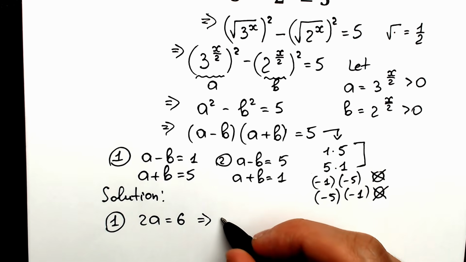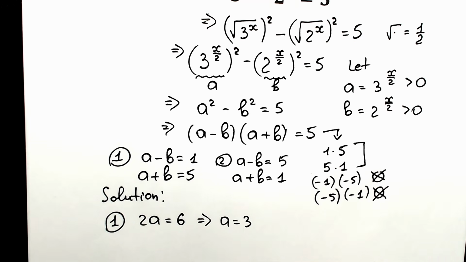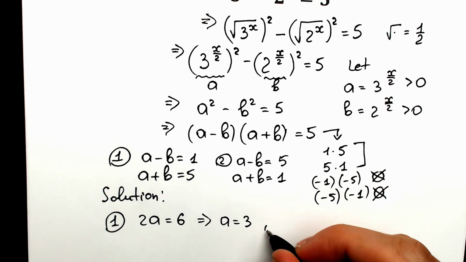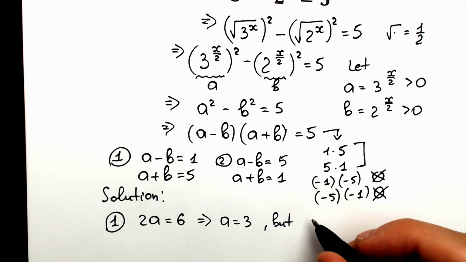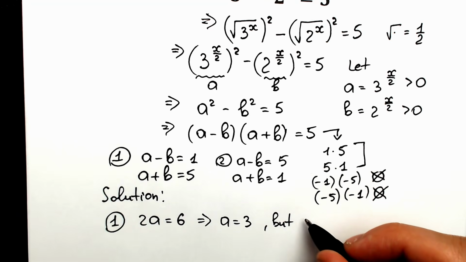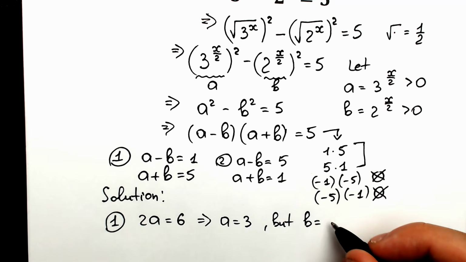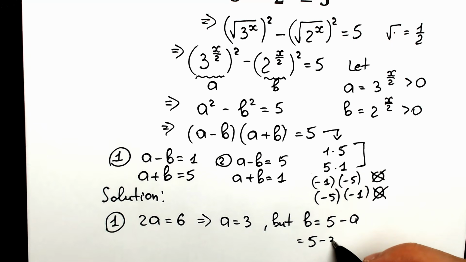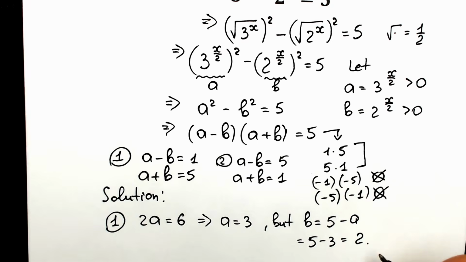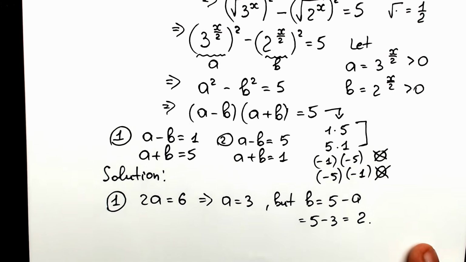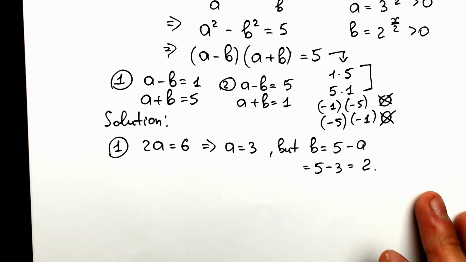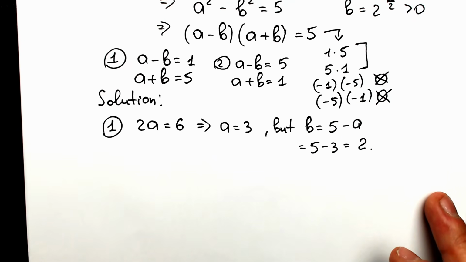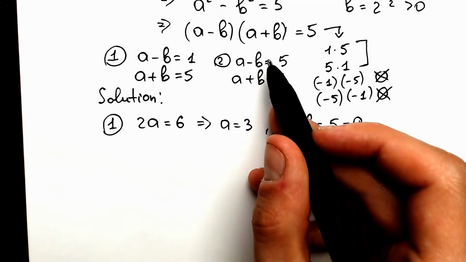From here a is equal to 3. In the same way, b equals 5 minus a, so we have 5 minus 3 is equal to 2. So this is our first system of equations.